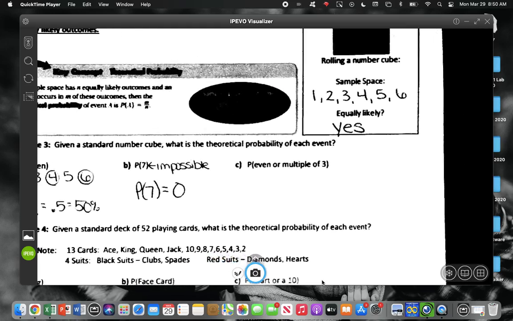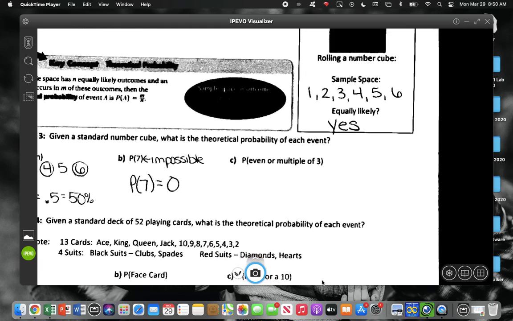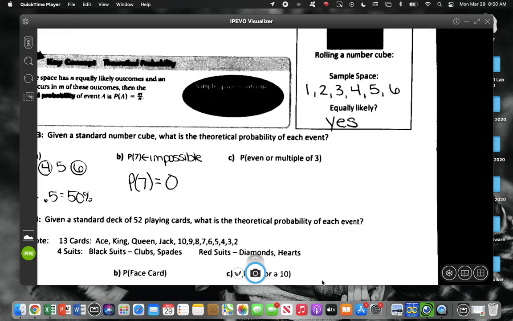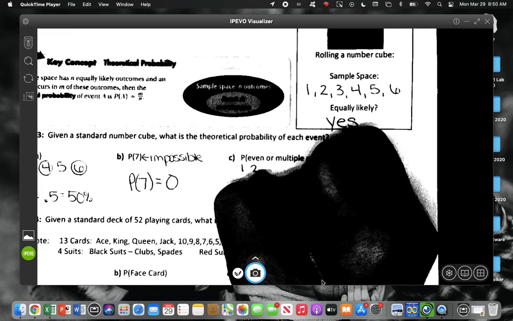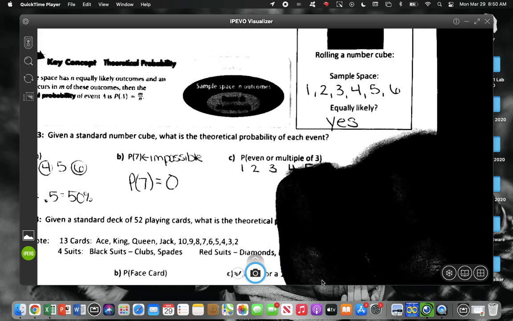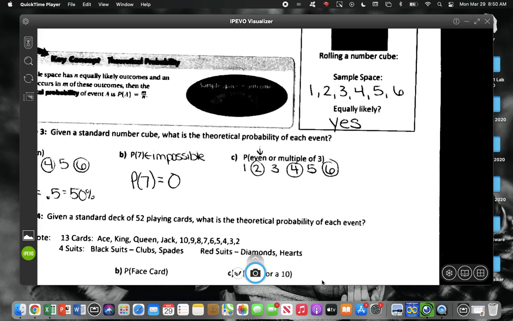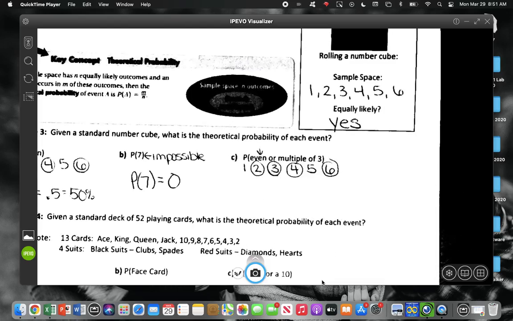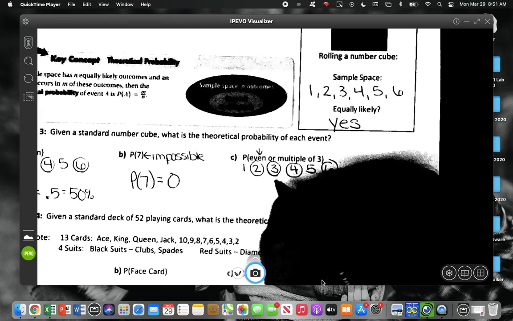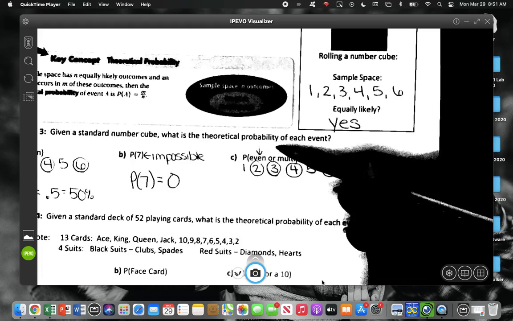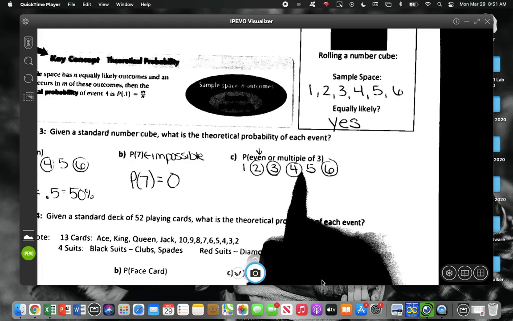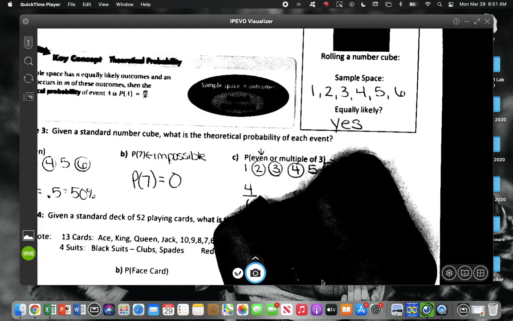All right, now for this last example C, the probability of rolling an even or a multiple of 3. So let's think about this sample space here. We have 6 possibilities for our numbers that we can roll. We've already talked about even numbers. We know that evens are 2, 4, and 6. But it also says it could be a multiple of 3. Does that include any other number? 3. All right, so 1 and 5 are the only numbers that aren't included here. So the probability of rolling an even or a multiple of 3, there's 4 possibilities out of 6. What does 4/6 reduce to?